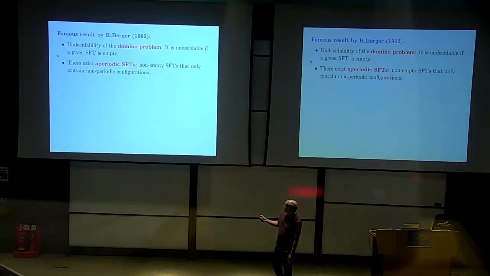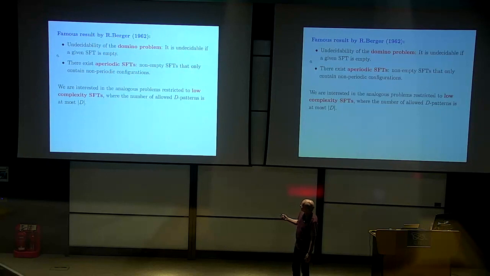And then the main result that he had, maybe the stronger result, was the undecidability of the domino problem. He showed that there does not exist an algorithm that would be able to tell, for a given SFT, if it is empty or not. So you are given a finite collection of allowed patterns, and you ask, does there exist a coloring where you only see these allowed patterns? And you cannot make a computer program that would give the correct answer for every instance. So it's undecidable.